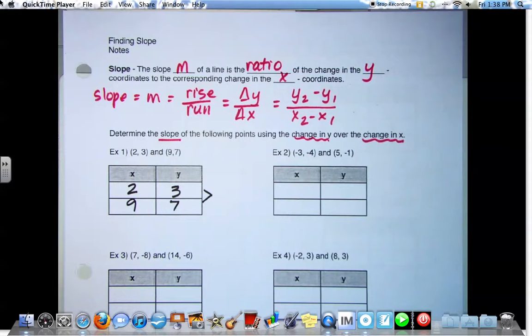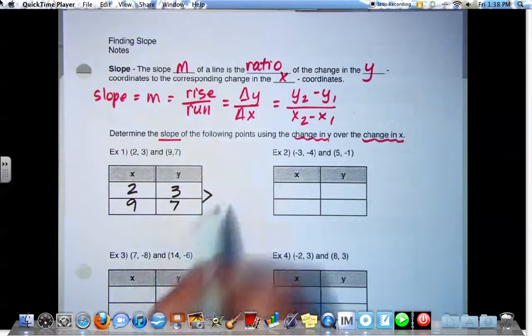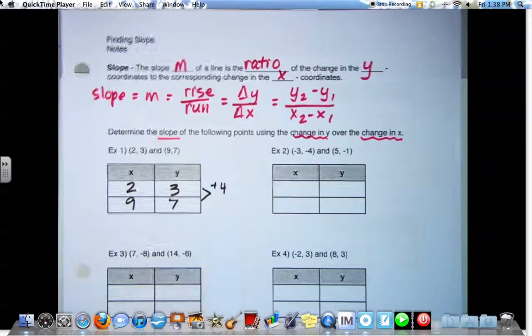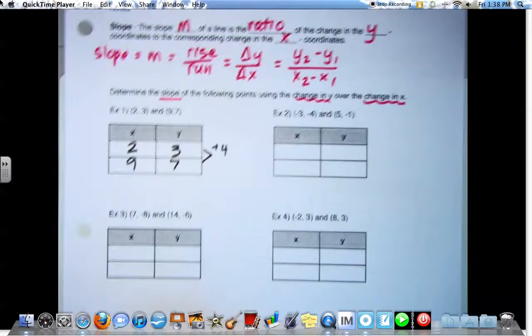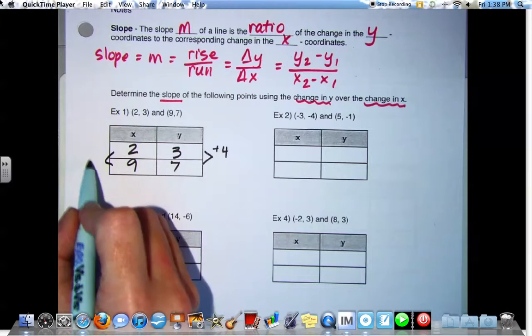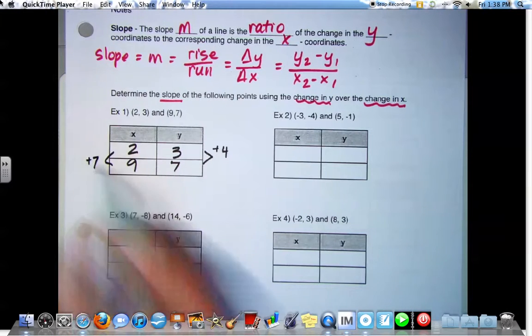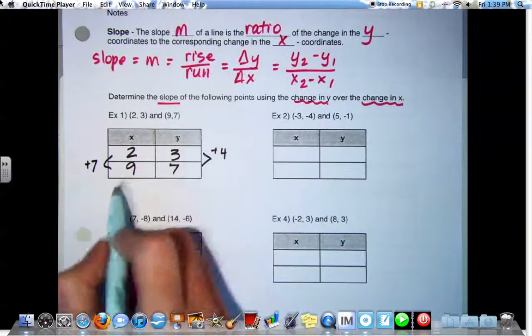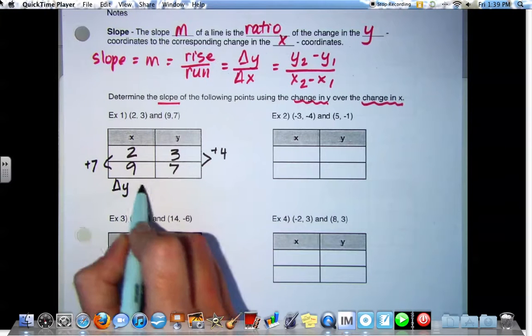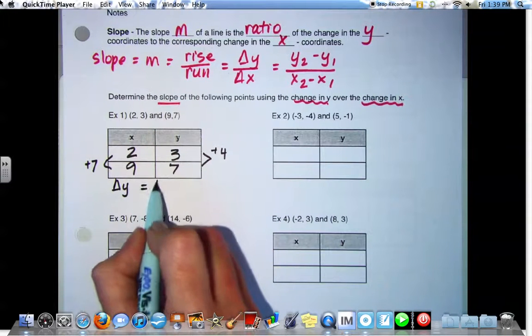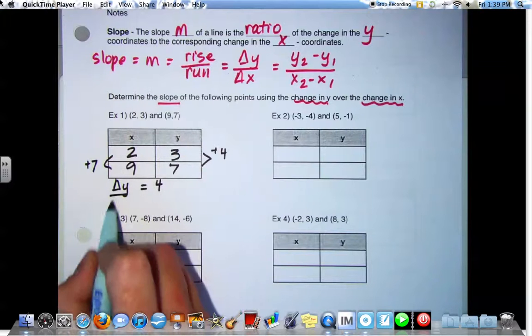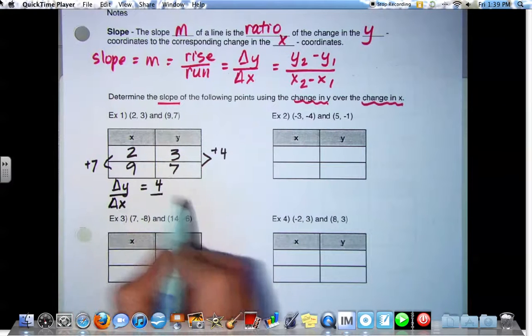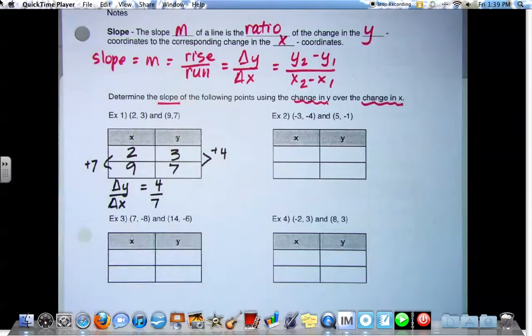Moving from 3 to 7, how many do we move? We add 4. And moving from 2 to 9, we add 7. So the change in y is 4, and the change in x is 7. And that's it. That's the answer.